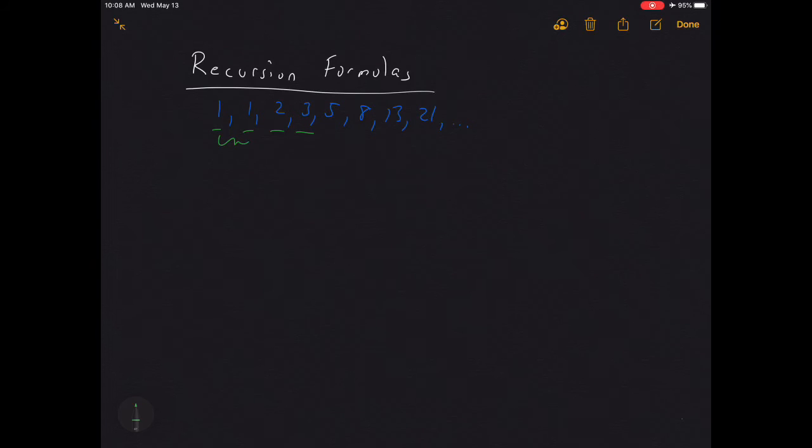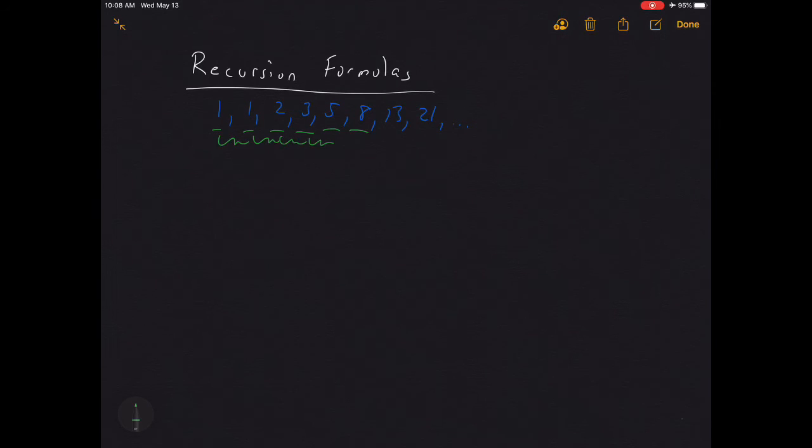Then this 3 right here is the sum of the previous two terms. Then this 5 right here is the sum of the previous two terms, the 2 and the 3. And then the 8 is the sum of the 3 and the 5, the previous two terms. And that's the way this specific sequence is defined.